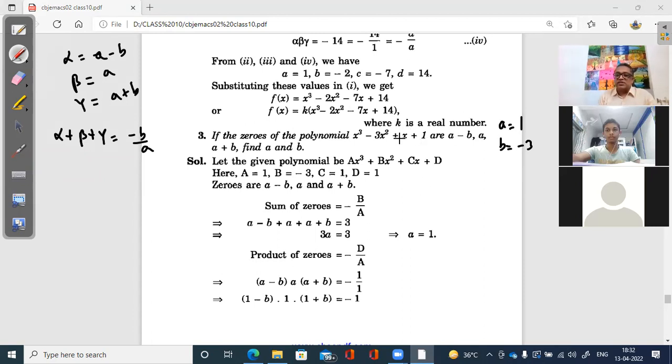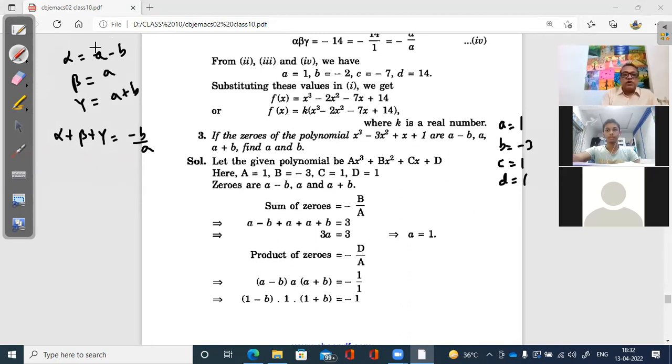Coefficient of x is c. So c is 1. And constant क्या है? d is 1. Okay. Again I'm repeating. a 1 है. b minus 3 है. c 1 है. d 1 है. a, b, c, d यहाँ हमने निकालना है.